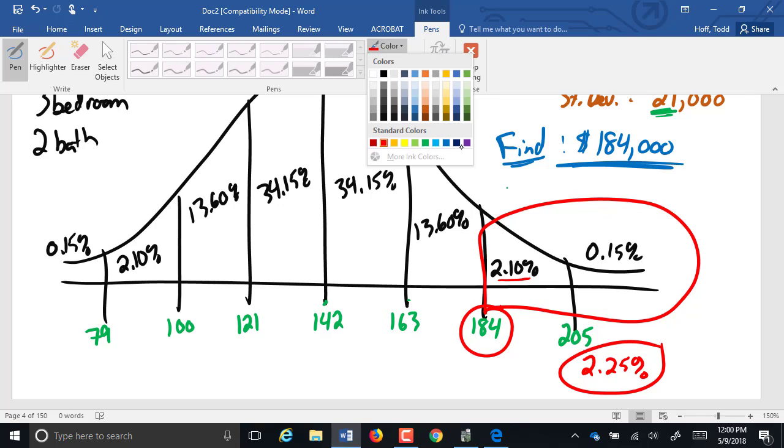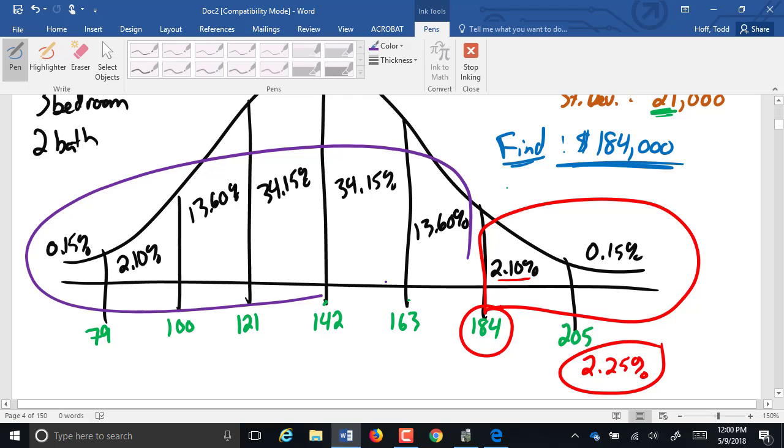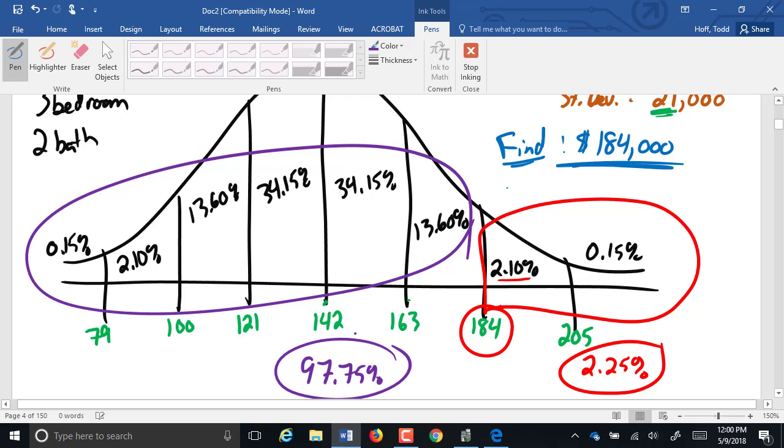Now, the other way of looking at it is going the other way. Less than, if we add these percents together, that'd be 97.75%. In other words, 97.75% of 3-bedroom, 2-bathroom houses have sold for less than that. So what that's telling me is one of two things. Either that homeowner, that seller, will probably take less for their house, or if they won't, there's a pretty good chance that if 97.75% of the homes should be cheaper than that, you'll find one that's cheaper that you still like.